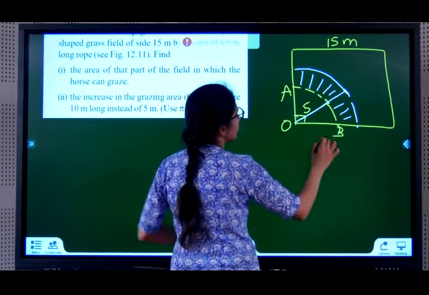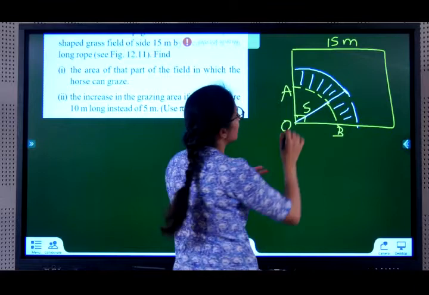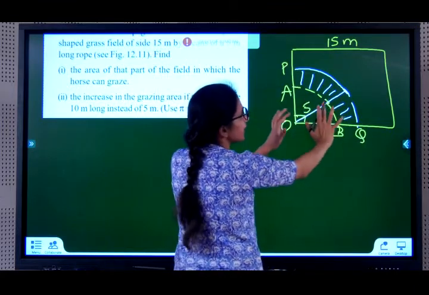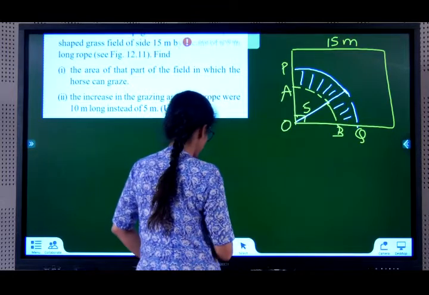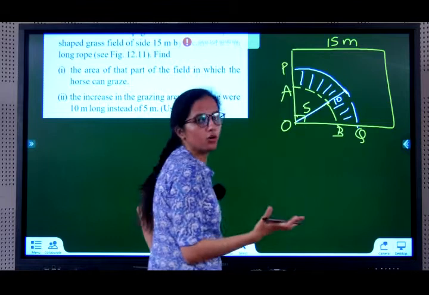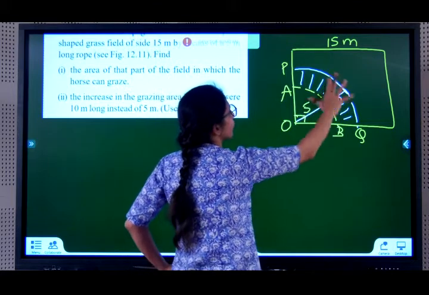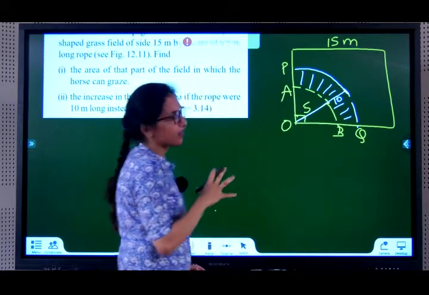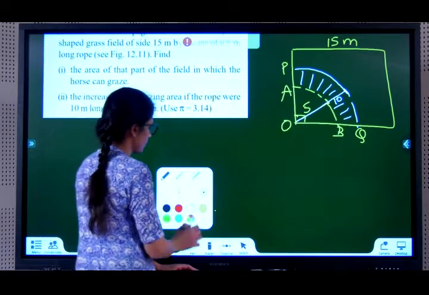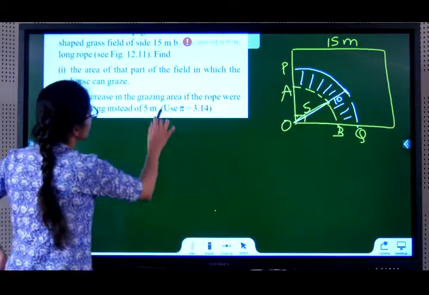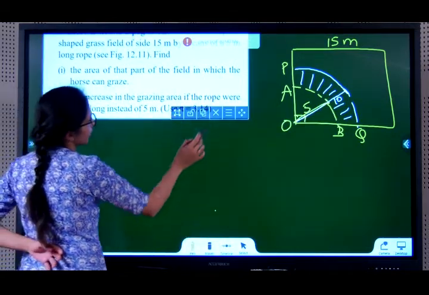Easy. First part is easy. Find the area of AOB. Second part, find the area of POQ. That's the whole grazing area of 10 meter long rope. But I don't want the whole thing. I want only this. So area of the whole thing, big sector minus this part. Agreed? Very easy question. You have to just understand that you have to subtract the two. So pi they have told to use as 3.14.